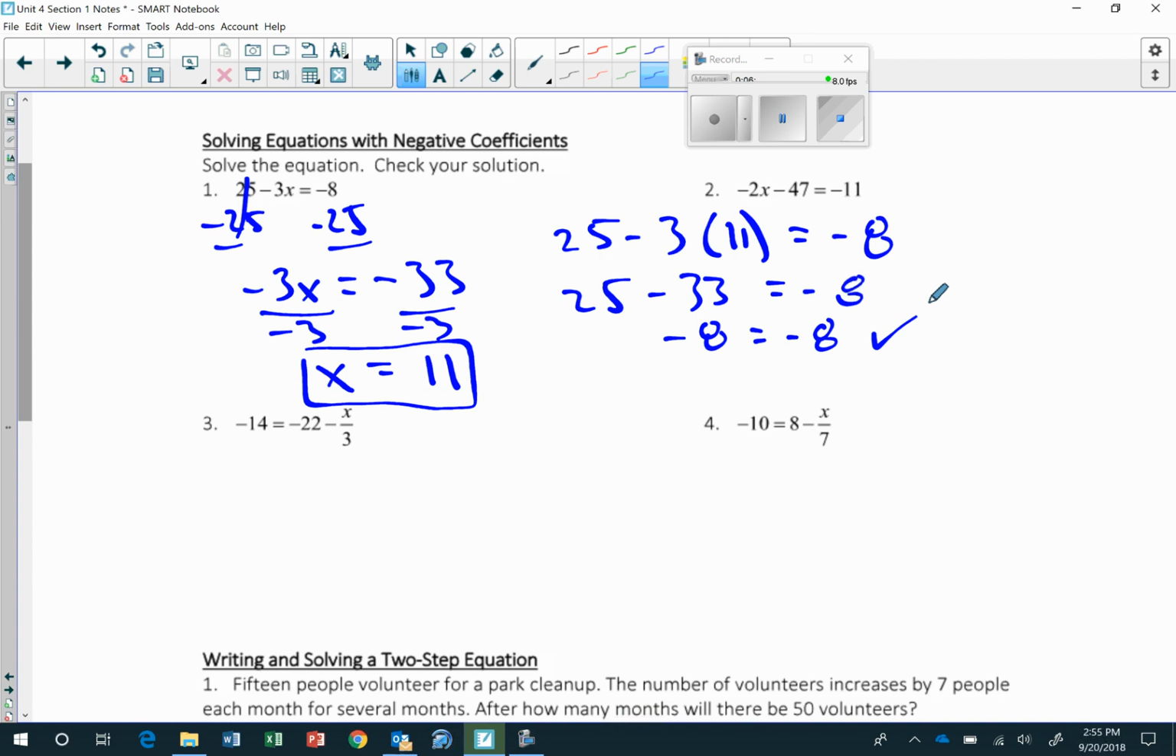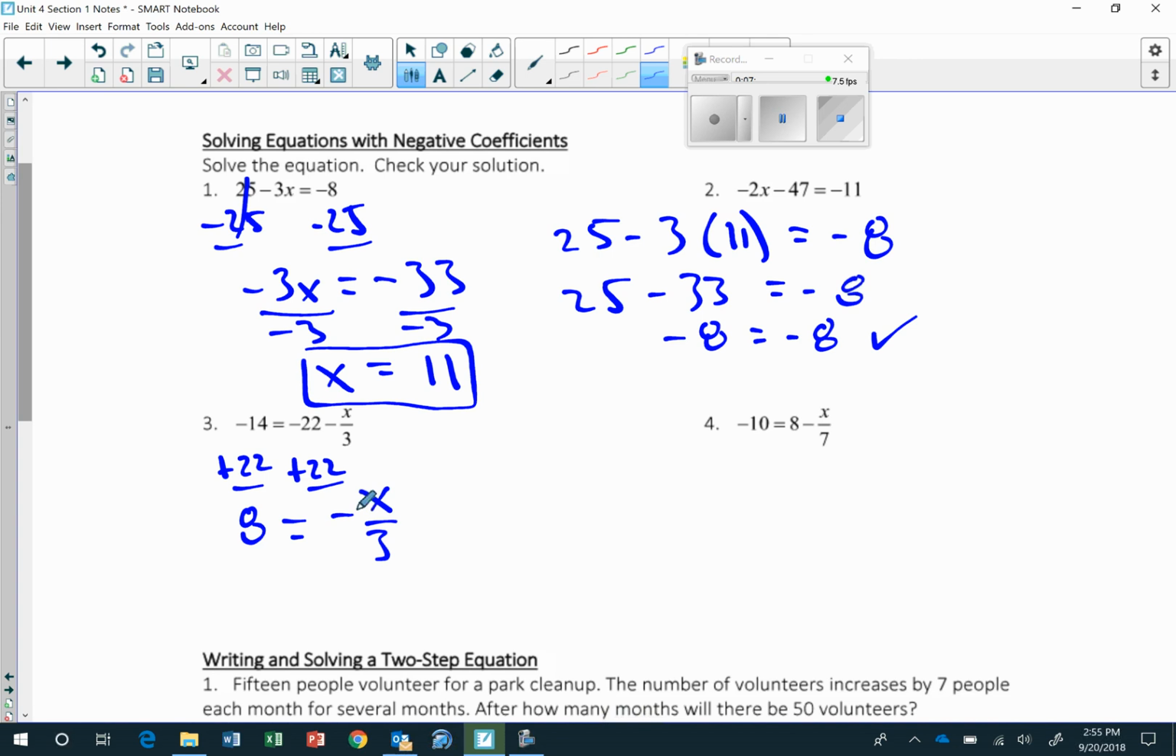So we have negative 14 equals negative 22 minus x over 3. I go to the right side because that's where my variable is. I have a negative 22, so I need to add 22 to both sides. Negative 14 plus 22 is positive 8. And so I'll have positive 8 equals negative x over 3. Remember to hold on to that negative, it's still there.